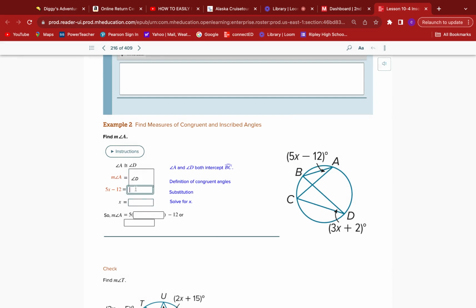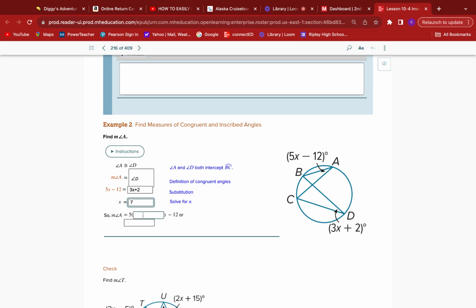All right, which means 5x minus 12 equals 3x plus 2. They don't give me a lot of room, do they? All right, fine. Subtract 3x to the other side to get 2x. Add 12 to the other side to get 14.